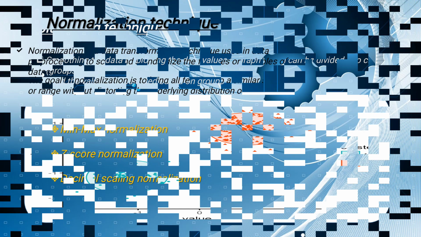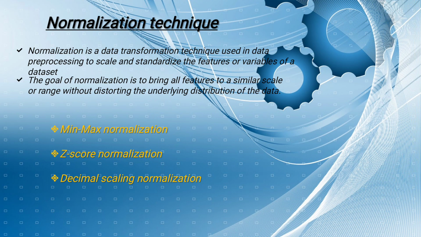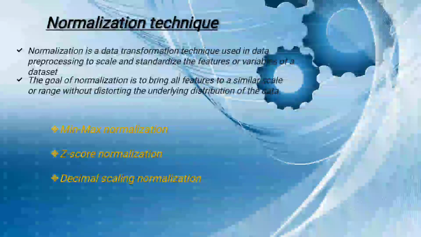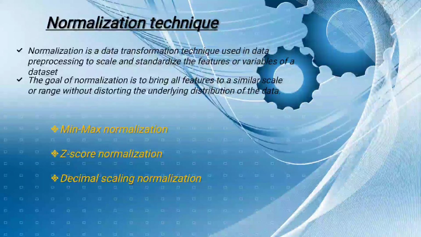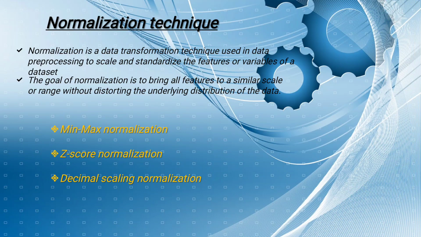Next technique, normalization technique. Normalization is a data transformation technique used in data preprocessing to scale and standardize the features or variables of a dataset. The goal of this technique is to bring all features to a similar scale or range without distorting the underlying distribution of the data.